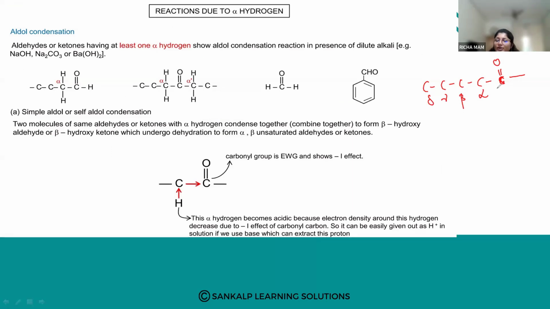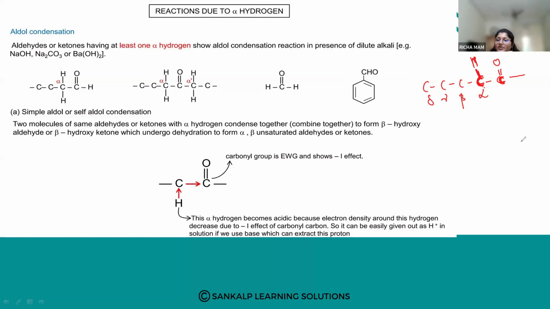So aldehydes or ketones having at least one alpha hydrogen, meaning a hydrogen linked to the carbon just beside the carbonyl carbon, will show aldol condensation. This aldol condensation occurs in the presence of a dilute alkali. You can use dilute alkalis like NaOH, sodium carbonate, or barium hydroxide.